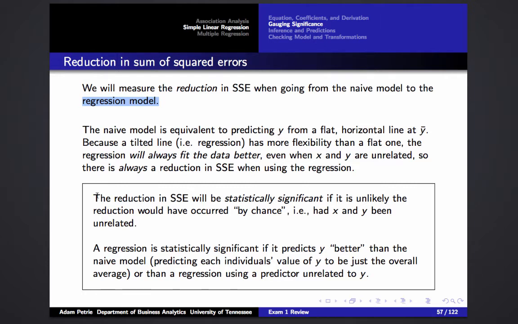Okay, so here's the formality. We're going to say that the reduction in the sum of squared errors of our regression model is statistically significant if it's unlikely that this reduction, or a reduction even larger, would have occurred just by chance. In other words, if we tried to predict y from a regression using an unrelated predictor, or had x and y just been unrelated here. So what we can say is that the regression is statistically significant if it predicts y better than the naive model, essentially just predicting each individual's value of y to be the overall average, and it predicts better than a regression using a predictor just unrelated to y.